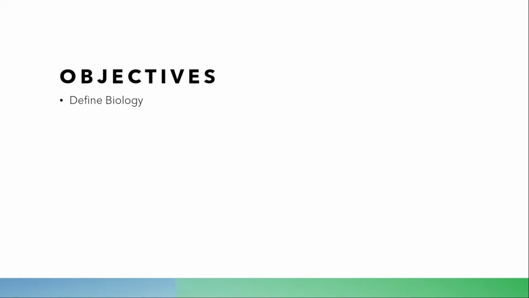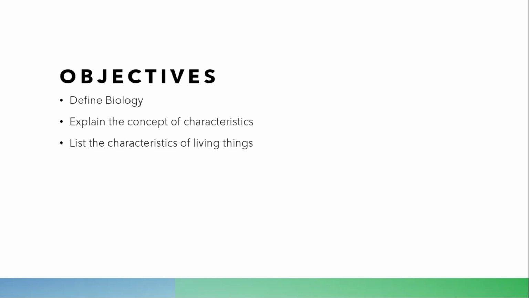We're going to try to define biology, explain the concept of characteristics of living things, define characteristic of living things, and list the 7 characteristics of living things.